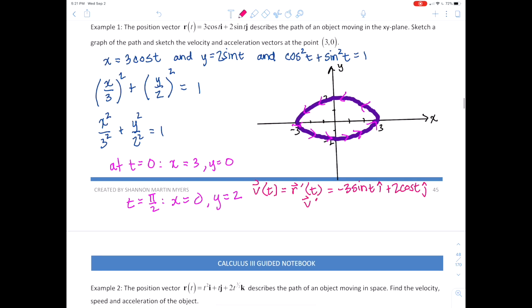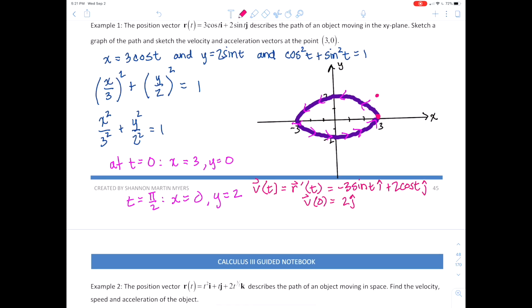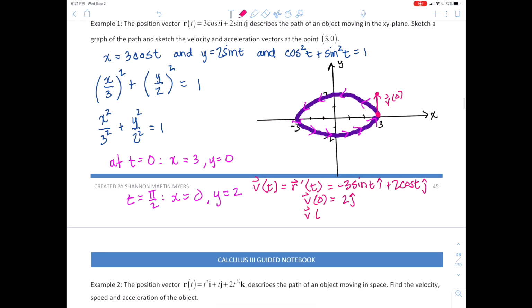Now our v at 0 is going to be 0i plus 2j, so just 2j. But remember, at t equal to 0 wasn't x 3, so it would start here, and it would terminate at the point 3, 2. That makes sense? So this is v at 0. How about v at pi over 2? So v at pi over 2 would be, I think we get a positive 3i.